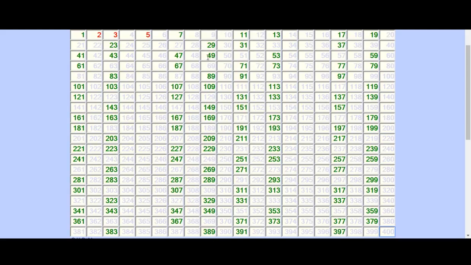It's not removed yet. And when I click on 7, 49 should be removed, as well as other multiples of 7 that are coming up past that. 49, and there are actually quite a few.